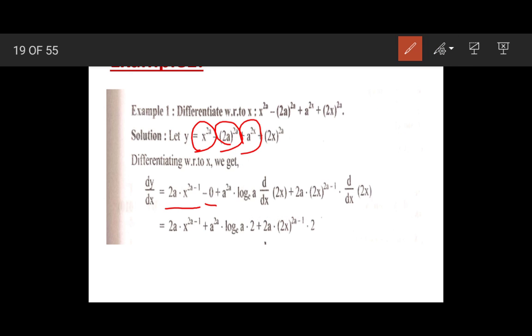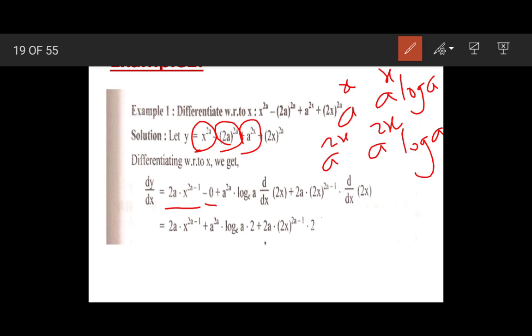Now a raised to 2x. We are going to use the formula of a raised to x, that is equal to a raised to x into log a, right? So a raised to 2x will be a raised to 2x into log a. But in place of x, there is a 2x, so we have to find the derivative of this 2x also, because a raised to 2x is a combined function.